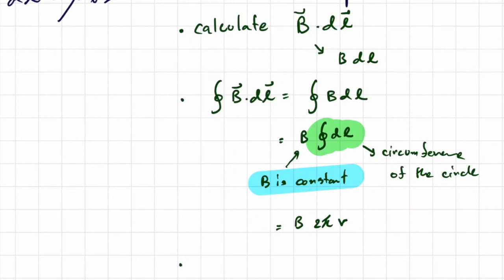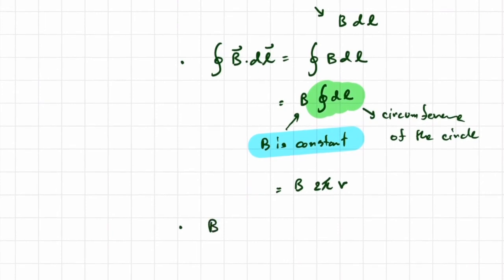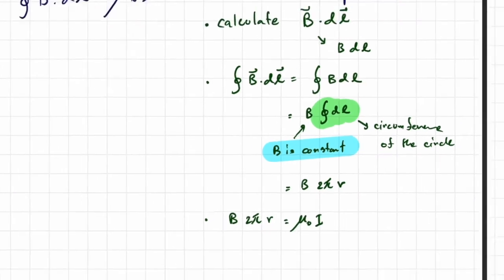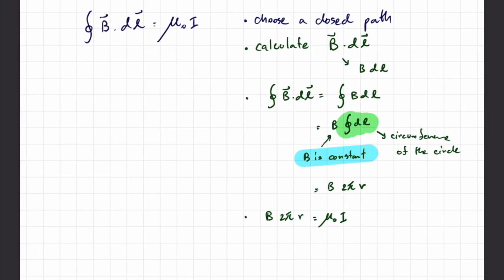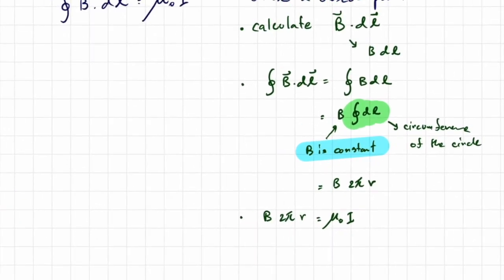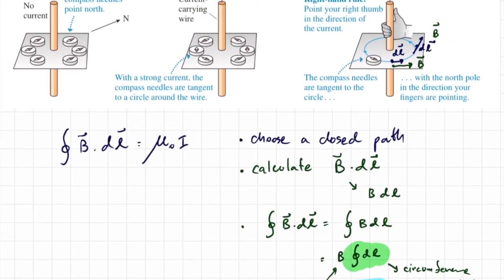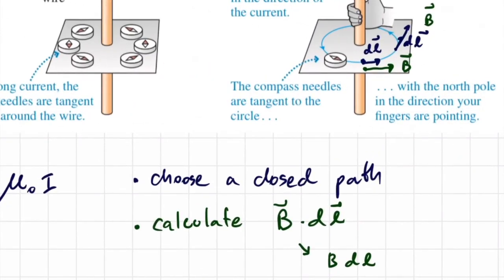Then in the end, we need to write the right hand side of Ampere's law, which is mu 0 times I. So what is mu 0 times I? Mu 0 is the constant which we covered last time, called the permeability. If you don't think too much about that, it's just a number, nothing to worry too much about. And the current here is the current passing through the loop. This is the loop or the path that we have chosen.